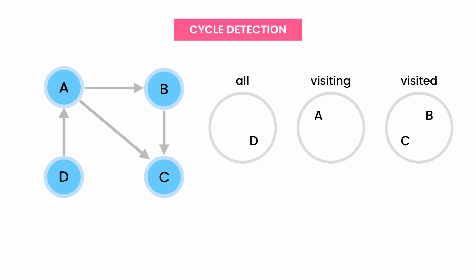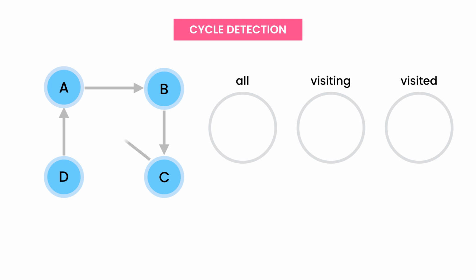Now back to A. When we started our traversal from A, we went in the direction of B. Now we should go towards C, but we have already visited C, so we're not going to visit it again. We're done with A, and we can move it to the visited set as well. There is still one more node in our graph. Let's start a depth-first search on this node. Since this node doesn't have any neighbors, we add it to the visiting and then the visited set. Our algorithm is complete and we didn't find a cycle.